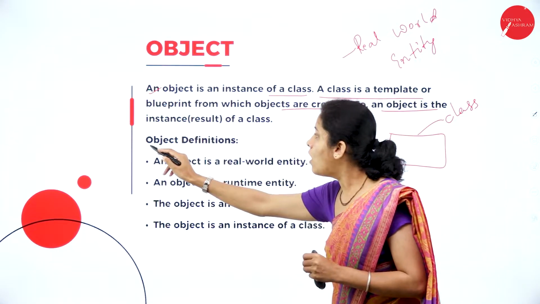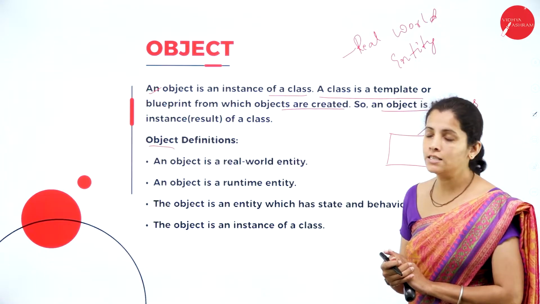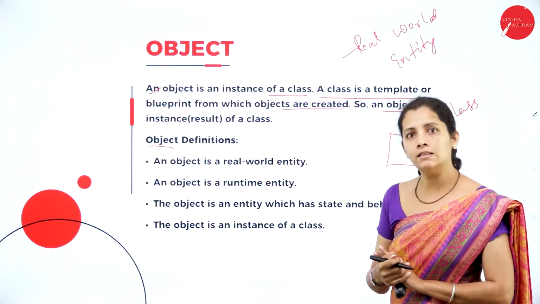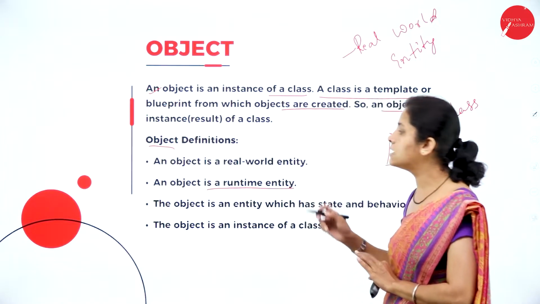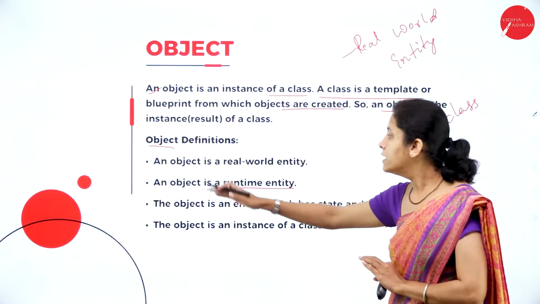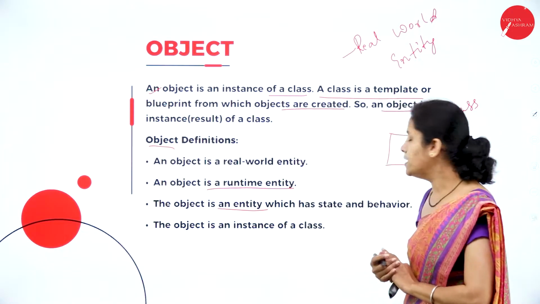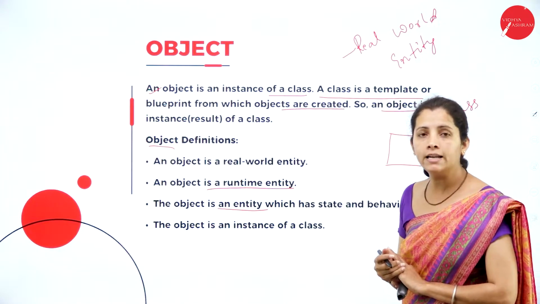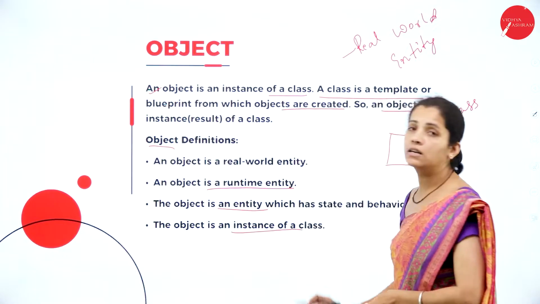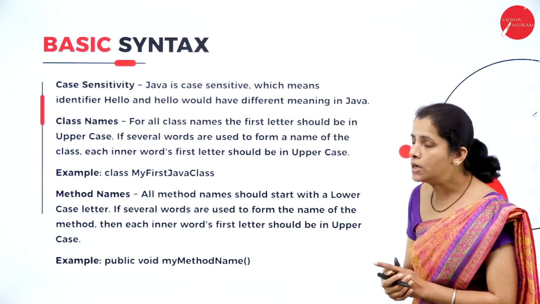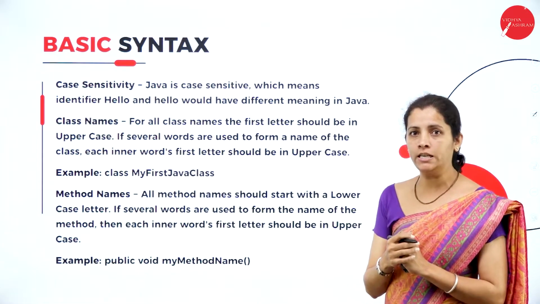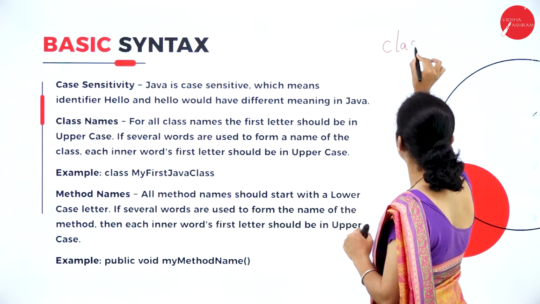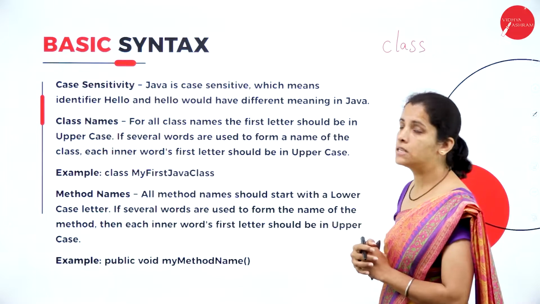Now, object definition, that means what is an object? It is a real world entity, and this object is also called a runtime entity. Here an object is an entity which is going to have the state as well as behavior, and it's also an instance of a class. Now, dear student, I'm going to show the basic syntax. Before that, let me write the example here.